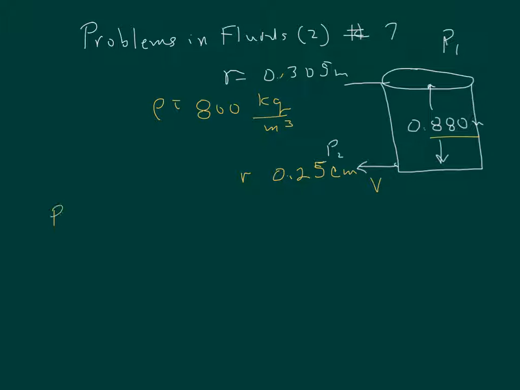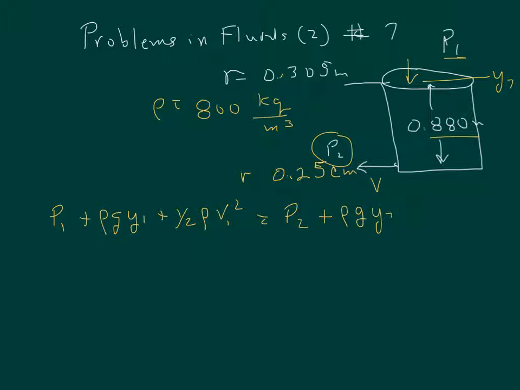Now, let's go to Bernoulli's equation. We have the pressure at 1, which we're going to call the top part up here, plus rho g y1, which will be this coordinate here, plus 1/2 rho times the velocity at 1 squared, that's the velocity of the oil flowing down through the drum from the top, is equal to the pressure at 2, at this point here at the bottom, plus rho g y2, this will be the y2 elevation, 0.880 meters below y1, plus 1/2 rho v2 squared.